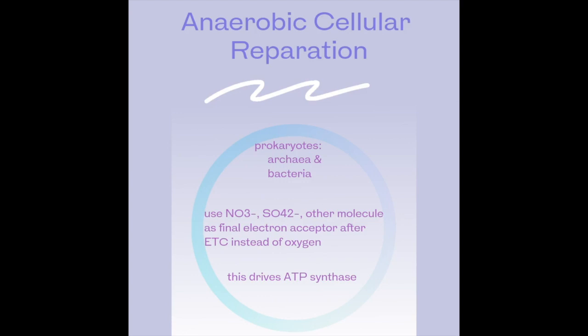The final process we will discuss is anaerobic cellular respiration. The key takeaway is that instead of using oxygen as the final acceptor of electrons after the ETC, other ions and molecules are used, and therefore water is not produced, but different substances. Prokaryotes in low-level oxygen environments carry out this process.